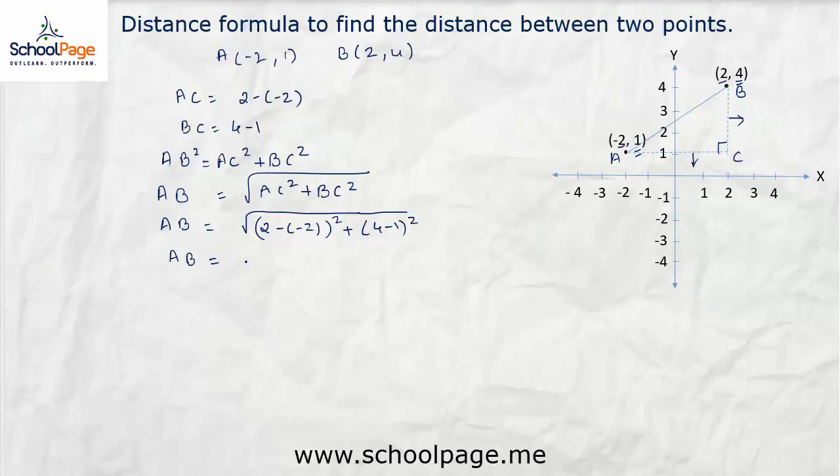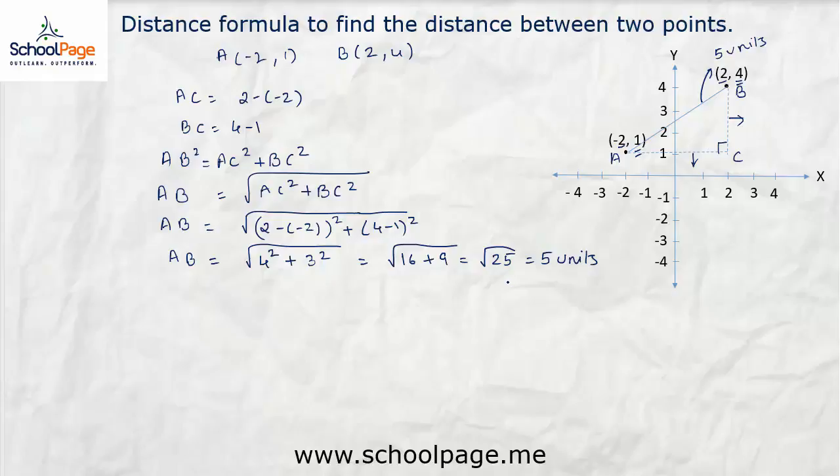Solving this, we get AB equals square root of 4 square plus 3 square, which is equal to square root of 16 plus 9, which is equal to square root of 25, which is 5 units. Hence we have found AB as 5 units.